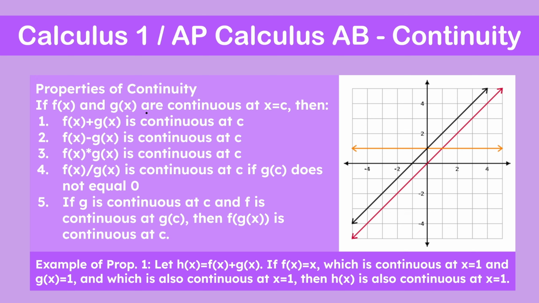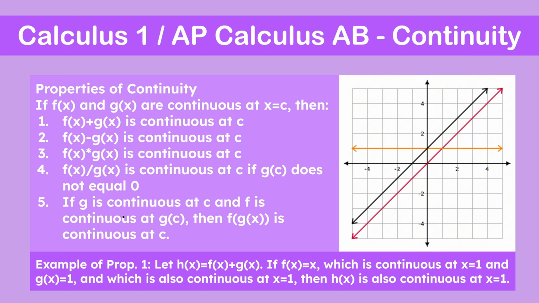Okay, so now let's talk about some properties of continuity. If f of x and g of x are continuous at x equals c, then f of x plus g of x is continuous at c, f of x minus g of x is continuous at c, f of x times g of x is continuous at c, and f of x divided by g of x is continuous at c if g of c does not equal 0.